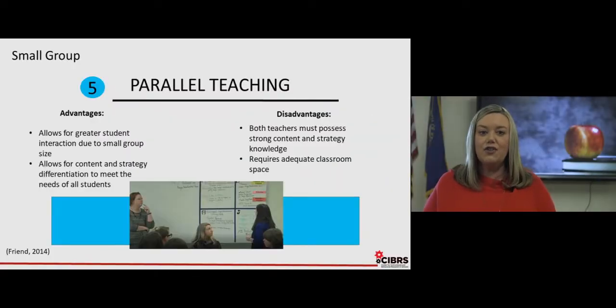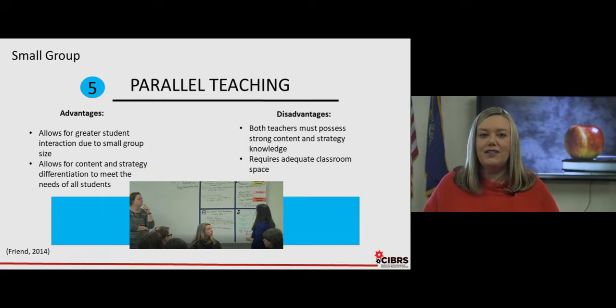Parallel teaching is another small group approach where the co-teaching team divides the class in half and each teacher teaches the same content to 2 groups at the same time. Grouping of students can be random or based on behavior, learning strengths, or content weakness. An advantage of this approach is that it allows for differentiation of content based on student skills.